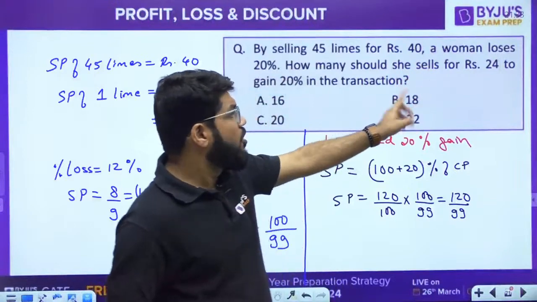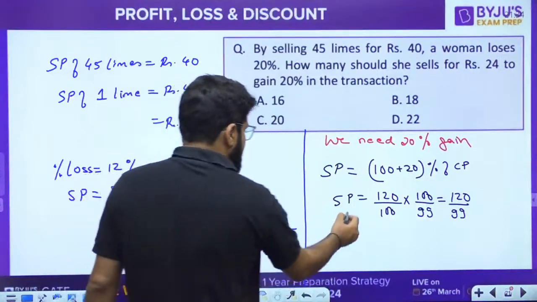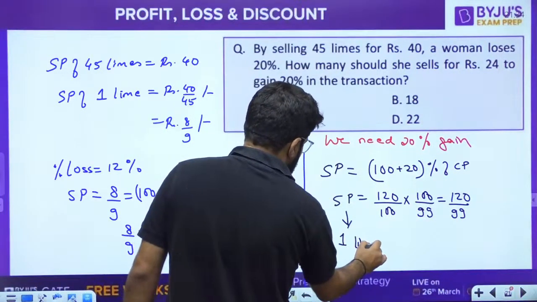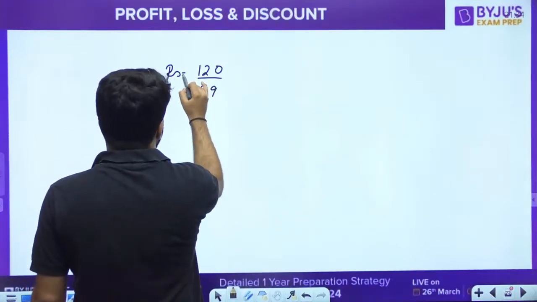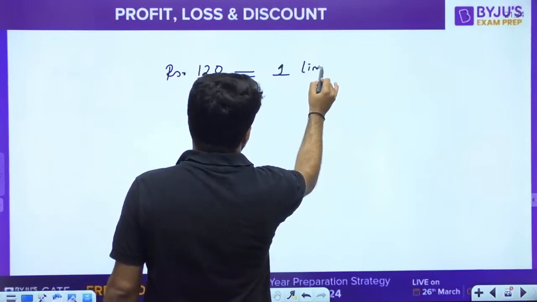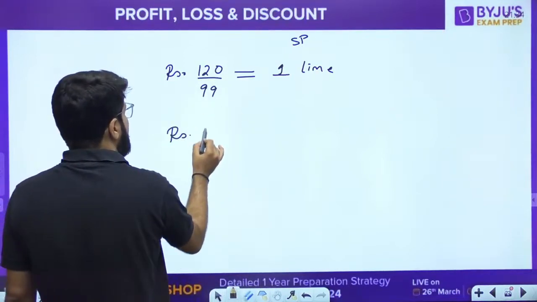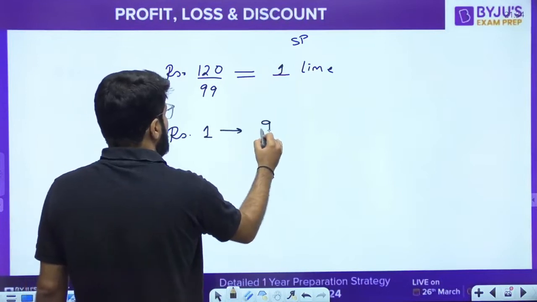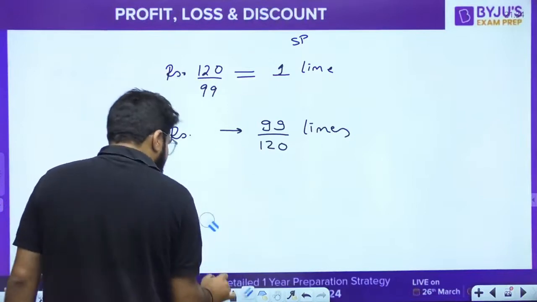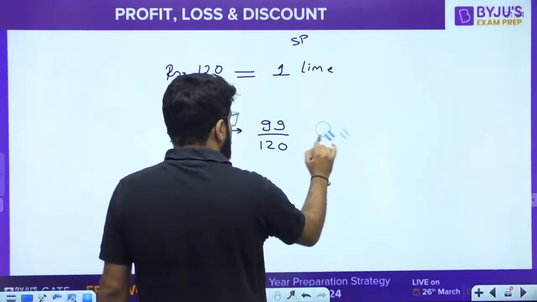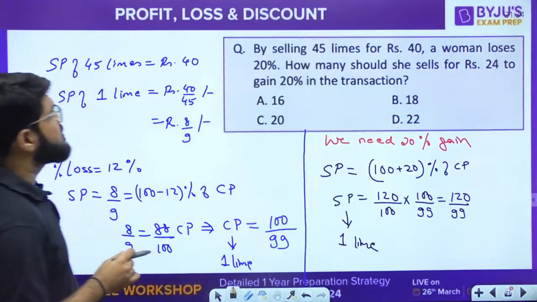Now how many should she sell for rupees 24? This is the selling price of one lime again, right? So if I have rupees 120 divided by 99, I have one lime with me. So how many should I sell in rupees 24? If I have rupees 1, I am able to sell 99 by 120 limes. We'll apply the unitary method. So if I have rupees 24, I am able to sell 99 by 120 into 24 limes. I think it is not coming out to be a perfect answer, right?